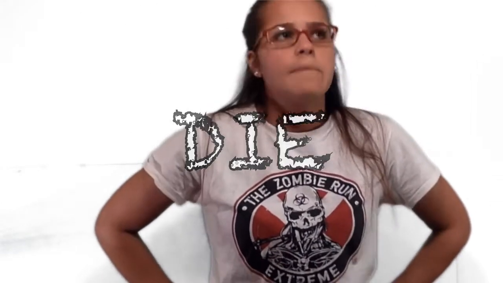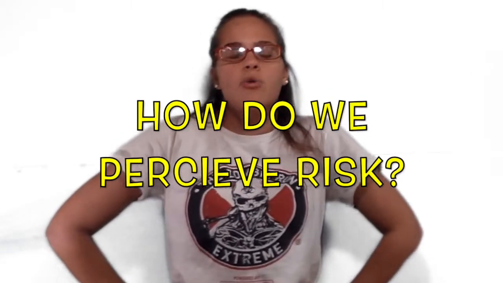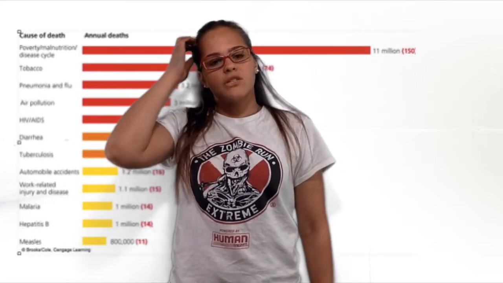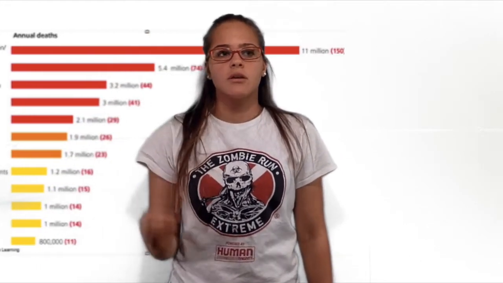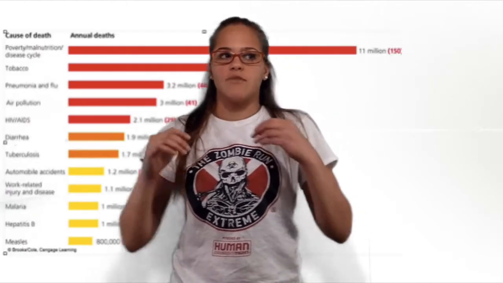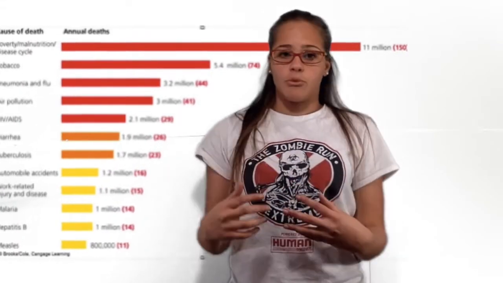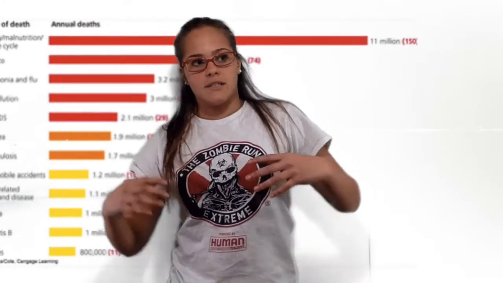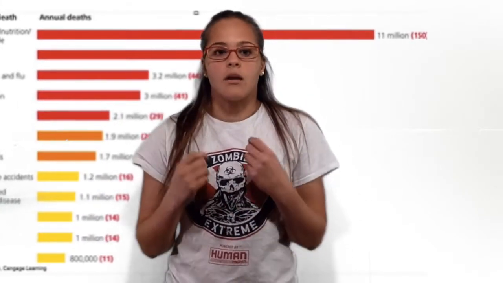So, I know you guys are dying to find out how not to die. How do we perceive risk, and how can we avoid the worst of them? Well, the most serious ecological and health problems would be indoor and outdoor air pollution and the chemicals in consumer products. A serious ecological problem would be climate change, a medium risk ecological problem would be pesticides, and a low risk would be oil spills. And the biggest causes of death in the world are poverty, tobacco, flu, air pollution, HIV/AIDS, diarrhea, tuberculosis, automobile accidents, work-related injury and disease, malaria, hepatitis B, and the measles.